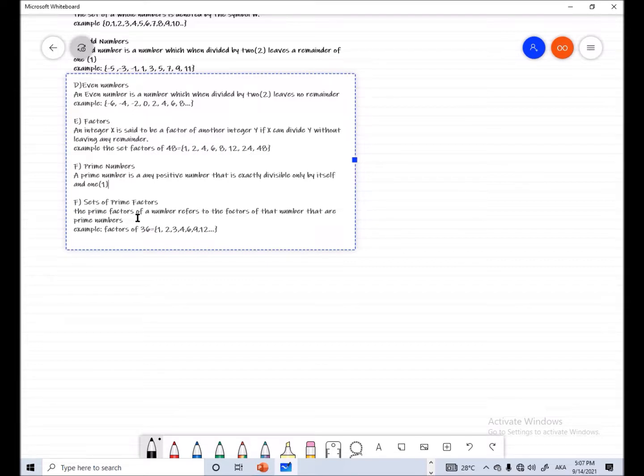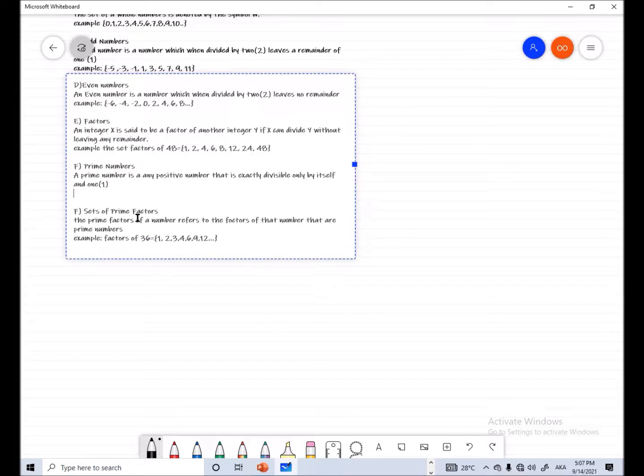Let me write this so that the explanation will come across well. Each member has no other factors except itself and 1. I think it's clear.